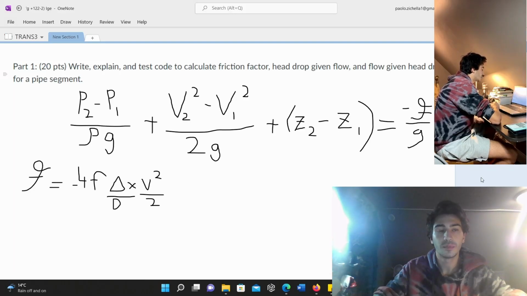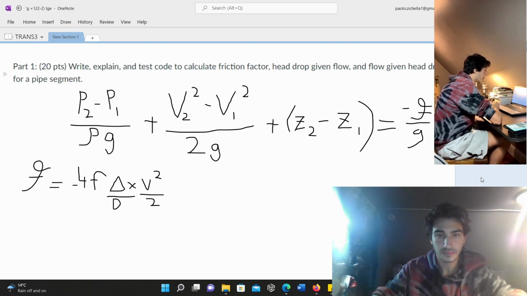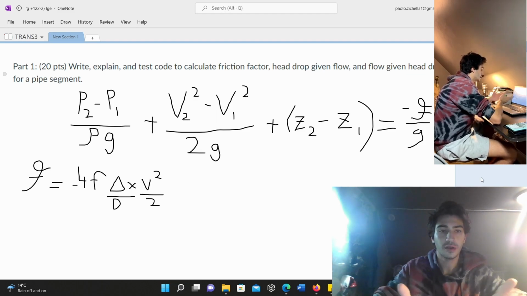In this video, I'll be writing, explaining, and then finally coding through Colaboratory or Python, the friction factor, and then two different events. Calculating the flow if we're given the head drop, and then continuously calculating the head drop if we're given the flow. So up here, I've written down two equations.